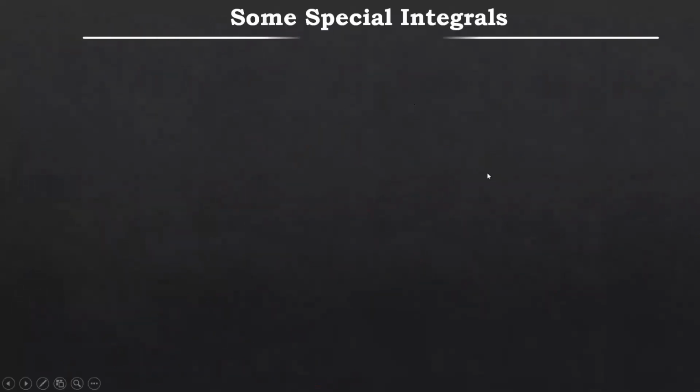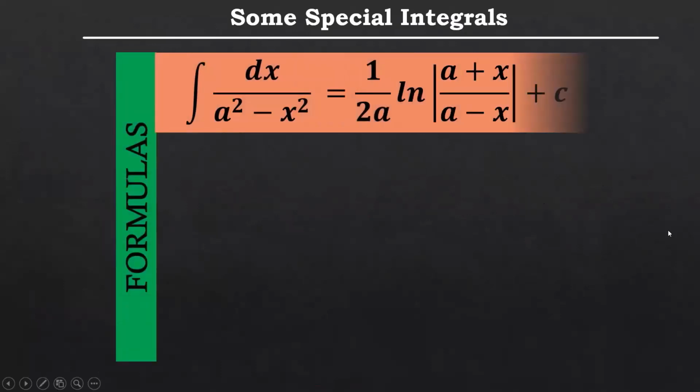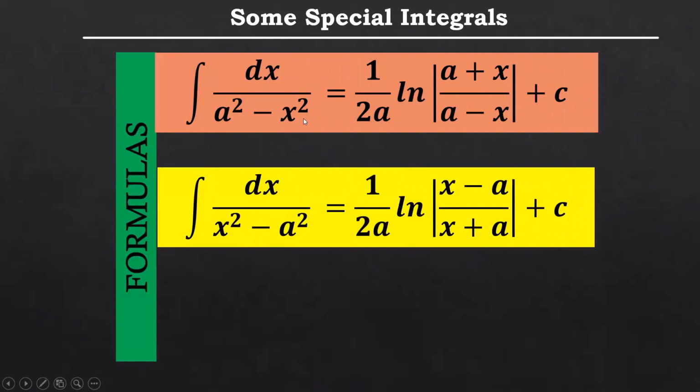So then we come to some special integrals. We will not discuss that in detail for the third part. You can easily see this type of formulas. Suppose the integral of dx by a square minus x square is equal to 1 by 2a ln of (a plus x) by (a minus x). Is everyone familiar with this type of formulas?